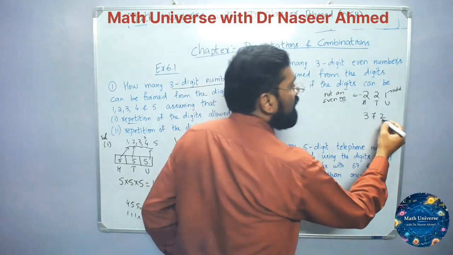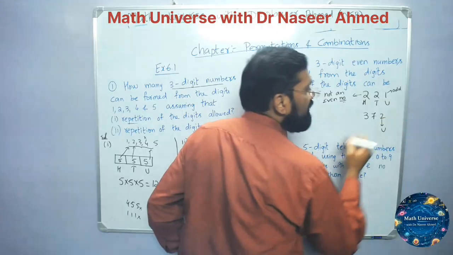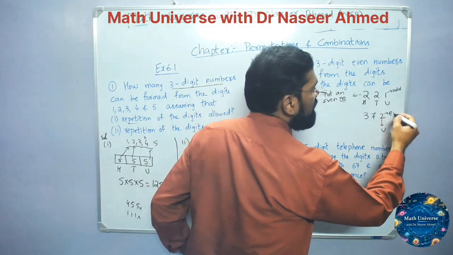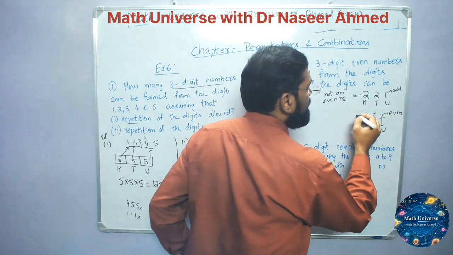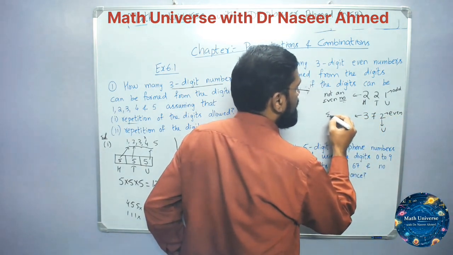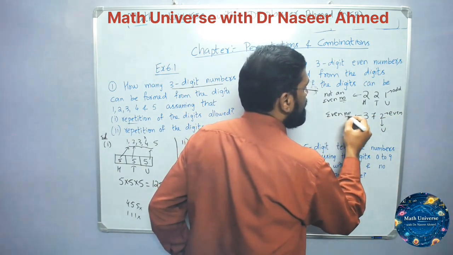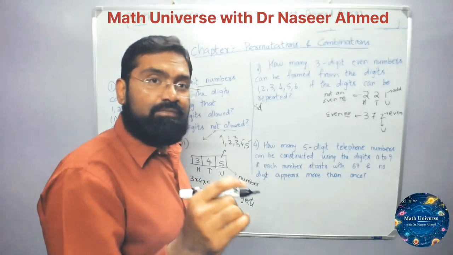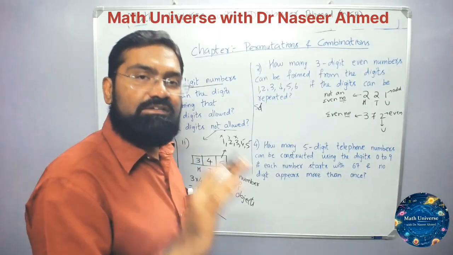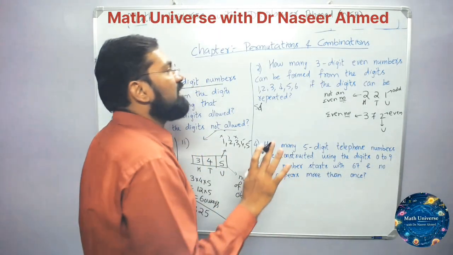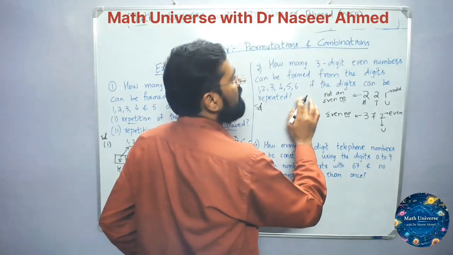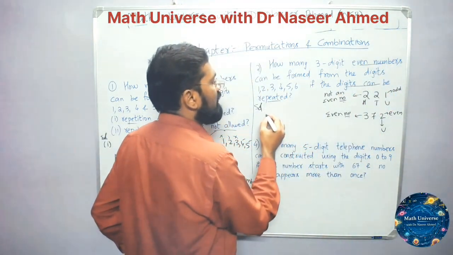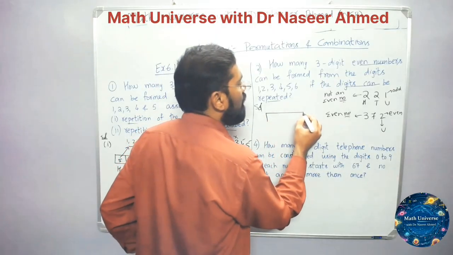Next, if we have 372, our unit place digit is even. Since this is even, the entire 3-digit number is an even number. So the summary of the story is that whatever the number in the unit digit place is, that will decide whether it is even or odd. Since I want even numbers, and digits can be repeated, nothing but repetition allowed.